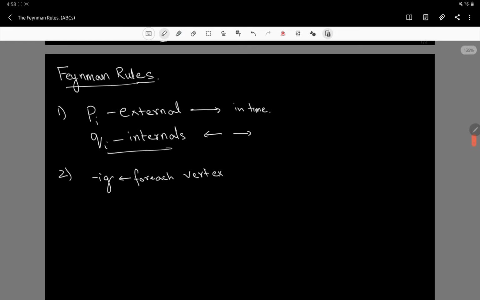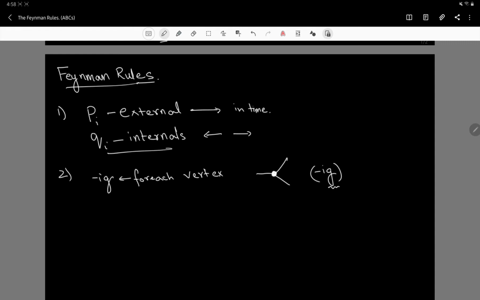Say you have this diagram, and you have this decay of A into B plus C. This thing over here is your vertex. So for this diagram we just see that there is one of this vertex, so we would just have one factor of negative i g, and g is the coupling strength.